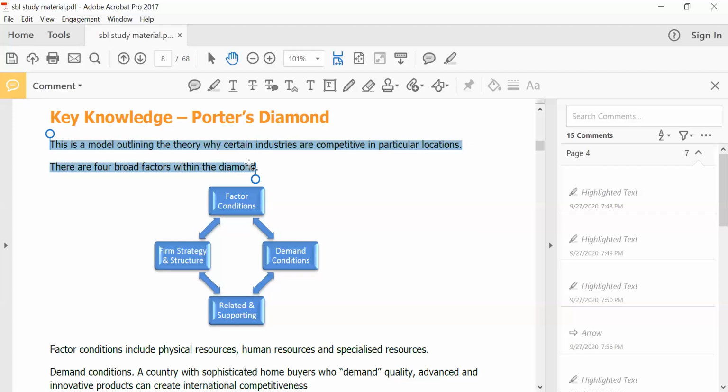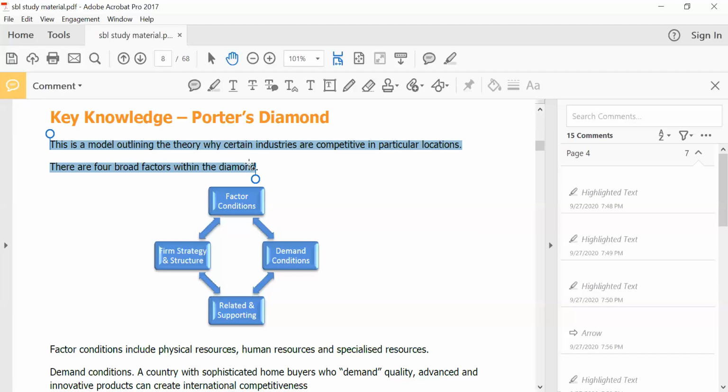Good. So this model outlines the theory of why certain industries are competitive in particular locations. They are not competitive in every location, but in a particular location. And in that regard, we are supposed to look at issues pertaining to Porter's diamond. Porter is talking about factor conditions. So we can become competitive in a particular location based on factor conditions. We can also become competitive based on demand conditions. We can also be competitive based on firm strategy and structure. And lastly, related and supporting industries.